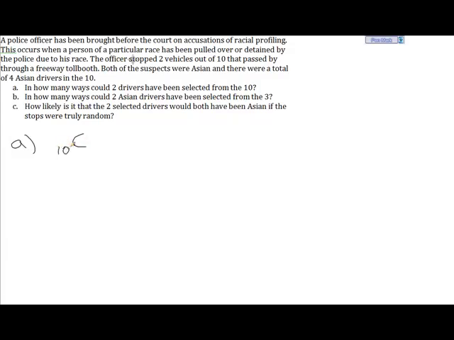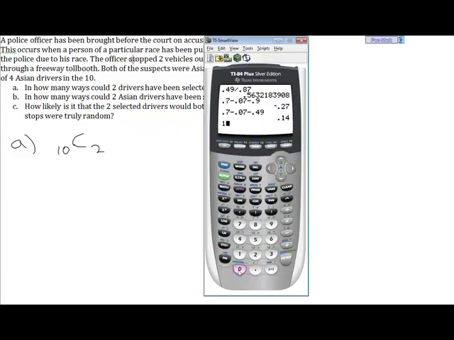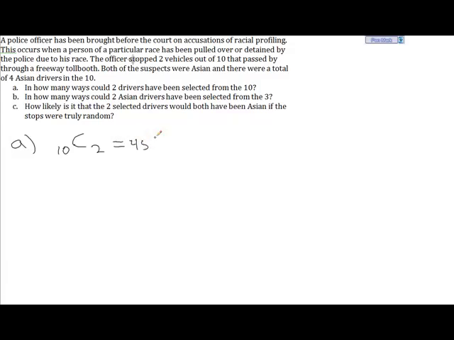And so we're going to take 10. From those, we're going to choose 2. And that's something we're going to allow our technology to do for us. So 10, we'll come over here to math, over to probability, option 3, choose 2 items, and we notice that there are 45 ways to do that.